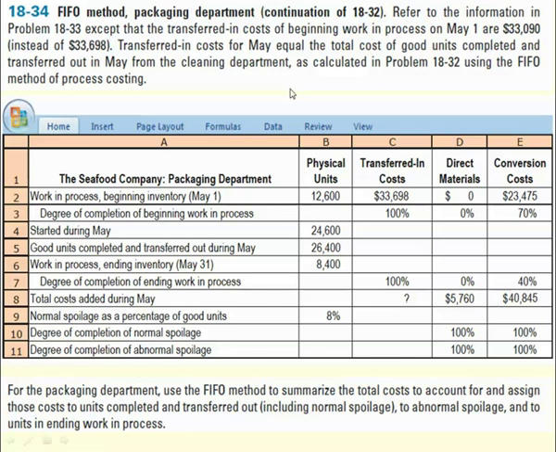Transfer in costs for May equal total costs of good units completed and transferred out in May from cleaning department as calculated in problem 1832 using FIFO method. For the packaging department, use FIFO method to summarize total costs to account for and assign those costs to units completed and transferred out, including normal spoilage, abnormal spoilage, and units in ending work in process.